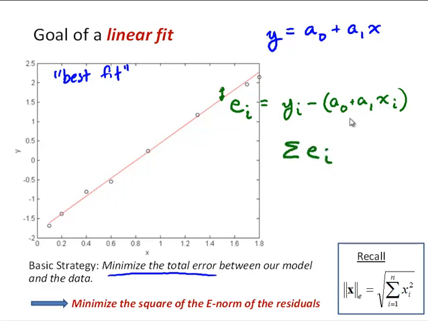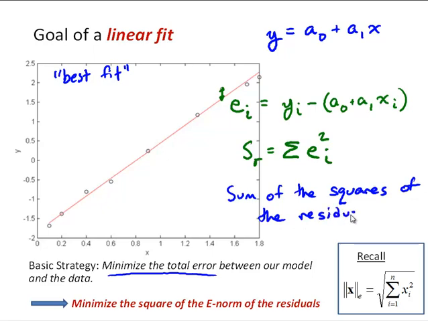But since some of them might be positive and some of them might be negative, depending on whether the data point falls under the line or over the line, so that they don't cancel each other out, we will square them. And we're going to call that quantity SR, or the sum of the squares of the residuals. If you recall from our discussion of matrix algebra, this looks very similar to the Euclidean norm of the residuals. It's actually the square of the Euclidean norm of the residuals. And we're just going to minimize that. So let's look at how we can do that.